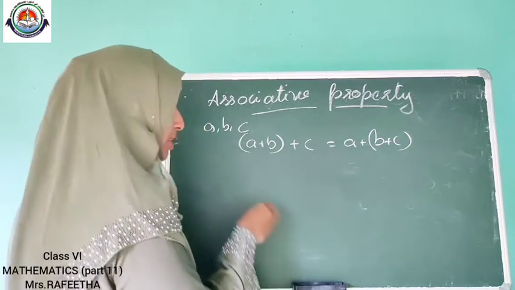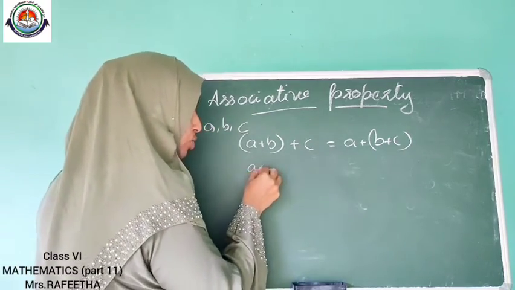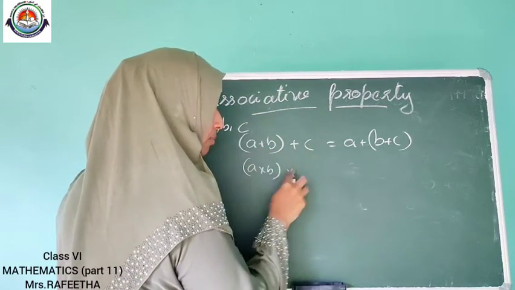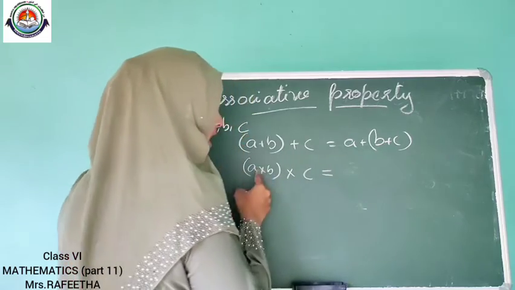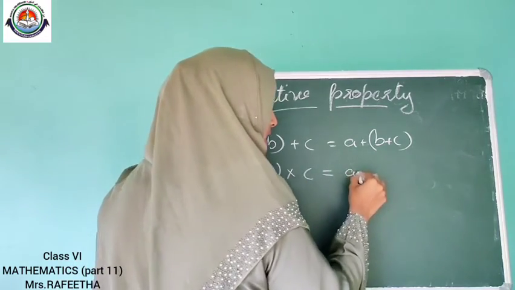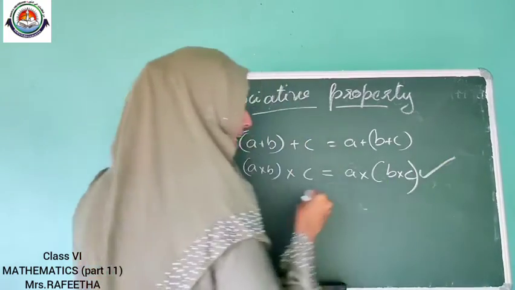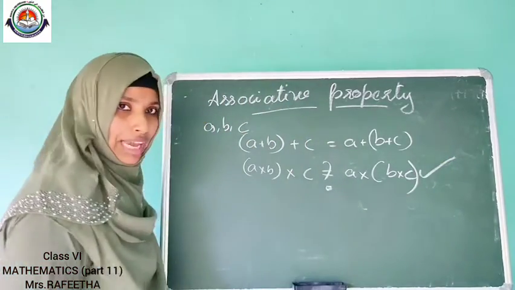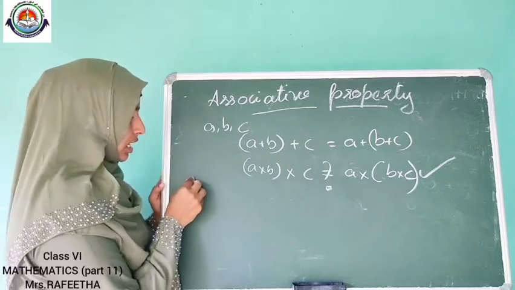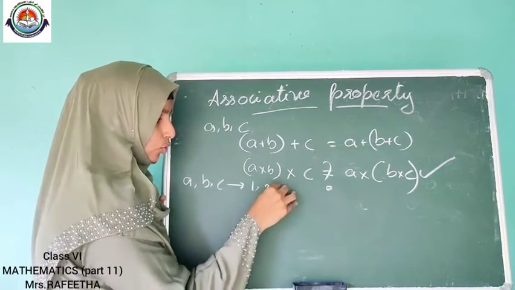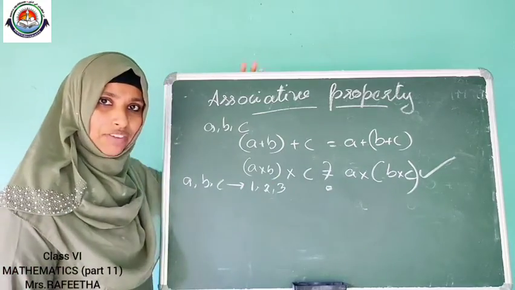Let me check this. A into B into C. Instead of all these addition signs, we can put the multiplication sign. A into B into C is equal to A into B into C. Is it correct or not, that we want to check. Can we check then? Suppose A, B and C are 1, 2 and 3.